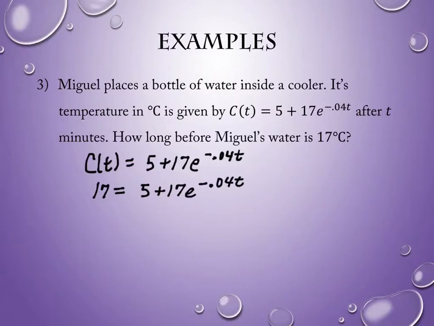Again, we need to have all of the pieces, which would be this piece, this exponential, alone. That 5 has to move, that 17 has to move, but they need to move properly, right? So the first thing I'll do is I'll subtract the 5. So that's 12 equals 17e to the negative 0.04t, and then we divide by the 17.